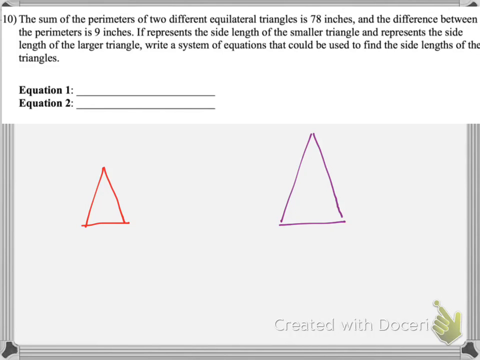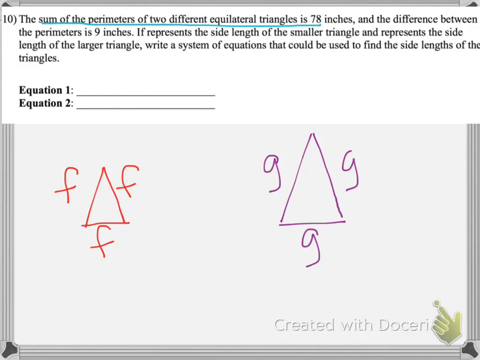The side length of each one of these triangles is the same. The side lengths are the same for each triangle. So the smaller triangle has a side length that's represented by F. So every side of the smaller triangle has a length of F. And the side length of the larger triangle is represented by G. So each side of the larger triangle is G units long.